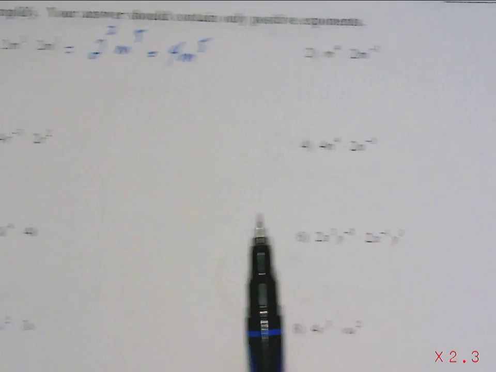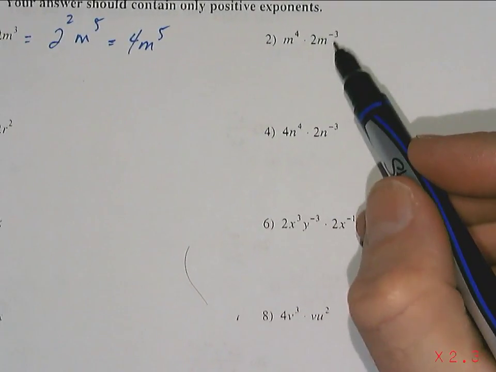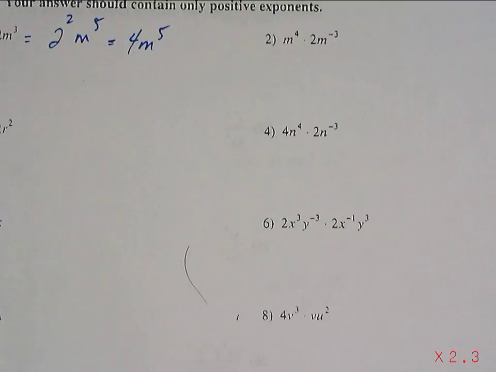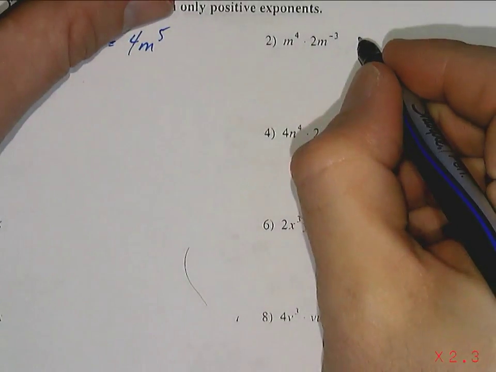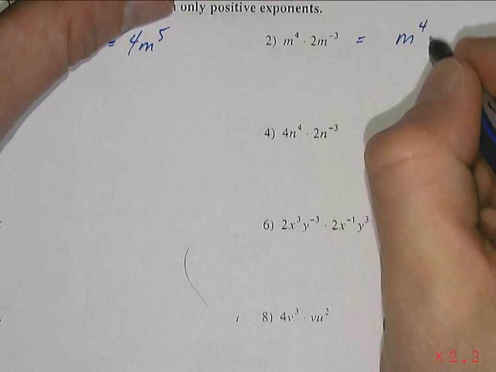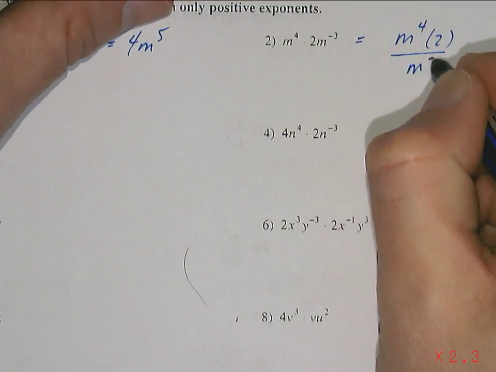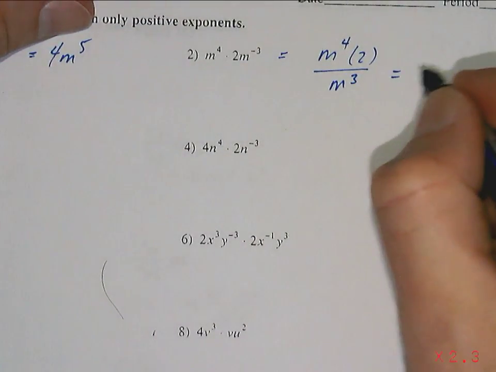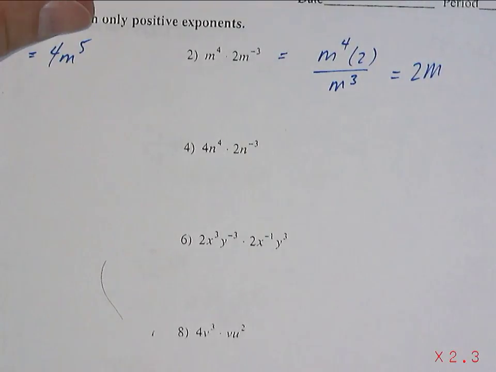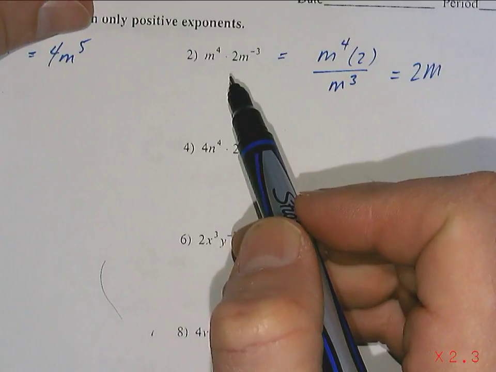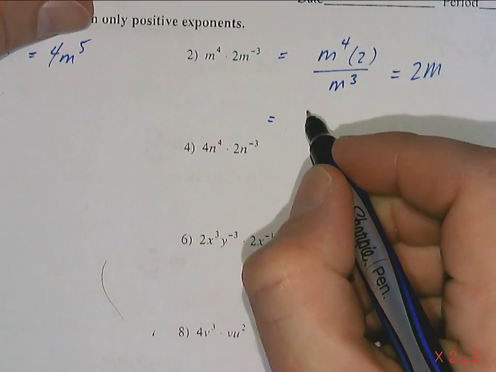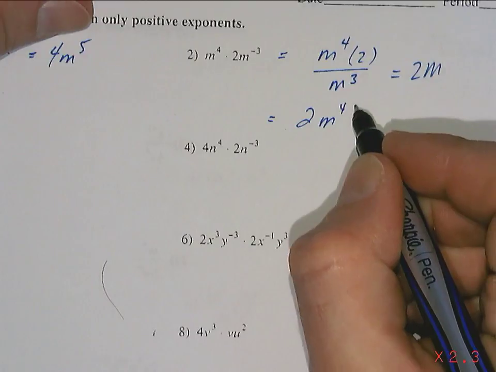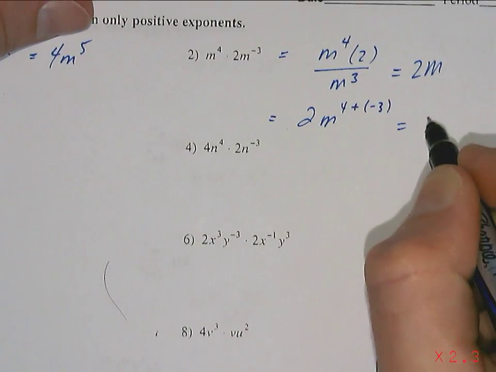All right. Over here. So now I got m to the 4 times 2m to the negative 3. Couple of different ways of thinking about that. One way to think about it is that it's m to the 4 times 2 all over m to the 3. Where there are more m's on top, it's going to leave us with 2m. Another way to do that was to make use of the rule that you learned in grade 9, where it's m to the 4 plus minus 3, which is 2m.